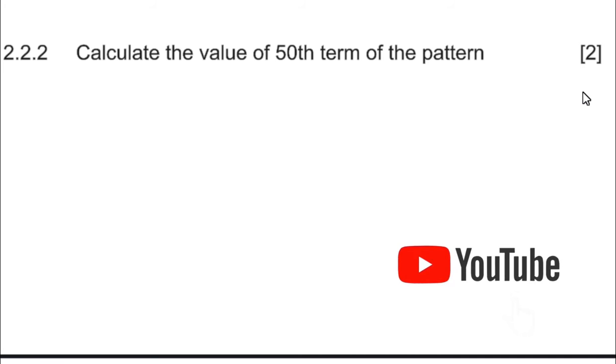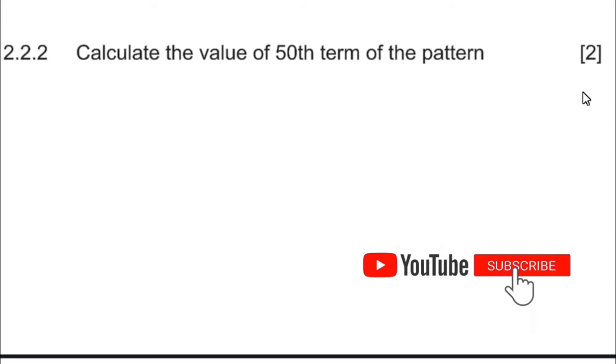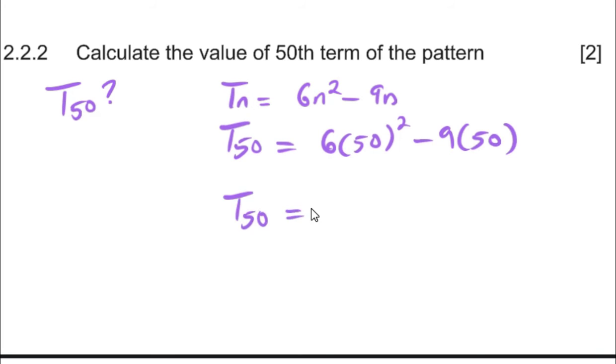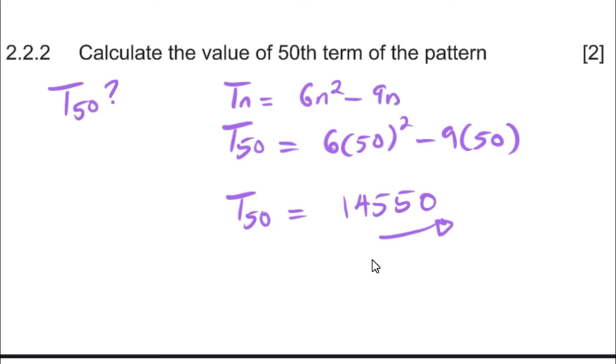Now in 2.2.2, they ask us to determine the value for the 50th term of our sequence. So basically they're asking us what T50 is. Now the good thing is that we actually found Tn to be 6n squared minus 9n in the previous question. All we just have to do right now is substitute. And your value for T50 would be 14,550, and that will be your final answer.